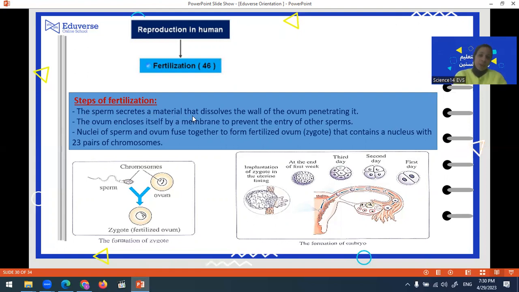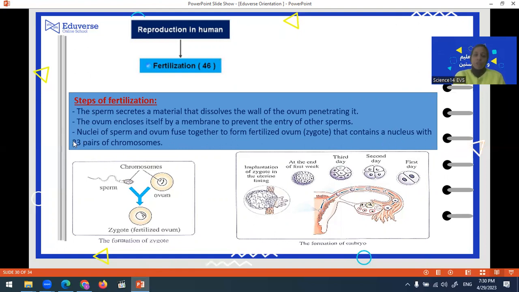Already the sperm reaches the ovum. Okay, it will secrete the material, dissolve the wall of the ovum, penetrating it. The ovum now encloses itself by a membrane to prevent any other entry from any other sperms. The nucleus of the sperm and the ovum fuse together to form the fertilized ovum, which is called the zygote.